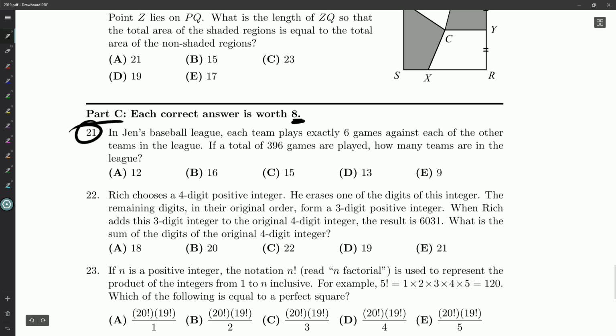Okay, 21. In Jen's baseball league, each team plays exactly 6 games against each of the other teams in the league. So 6 games against each of the other teams in the league. If a total of 396 games are played, how many teams are in the league?